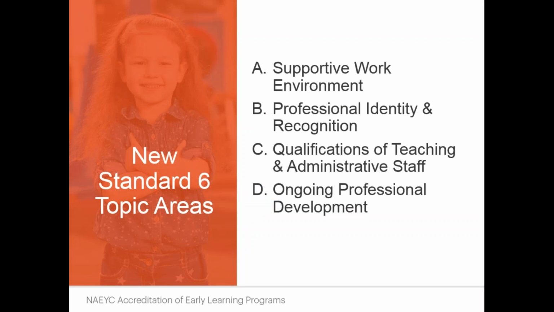Whereas the current Standard 6 had two topic areas, the revised Standard 6 in the Streamlined Model of Accreditation has four topic areas. Programs will be assessed on a supportive work environment, professional identity and recognition, qualifications of teaching and administrative staff, and ongoing professional development.